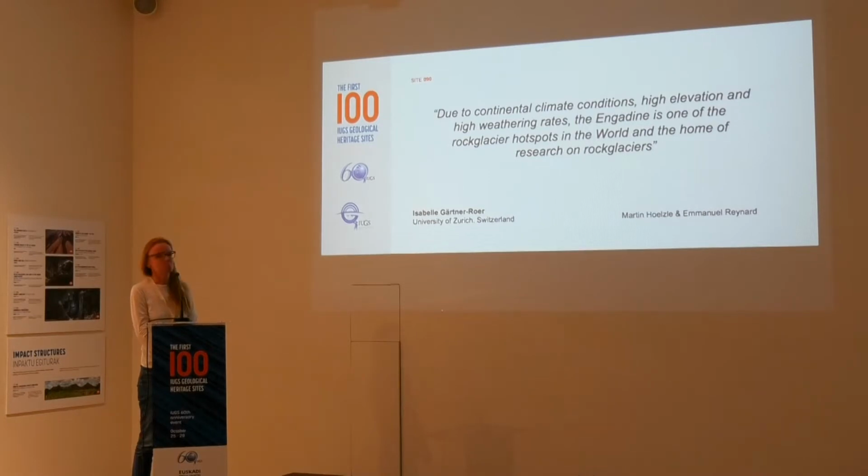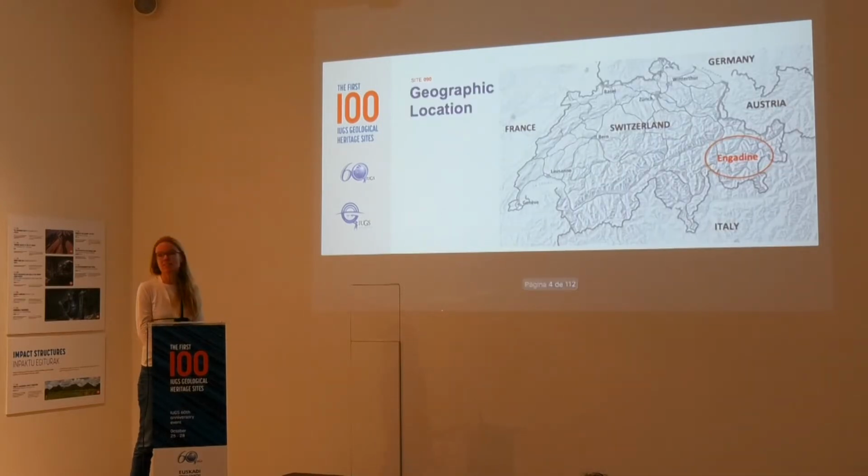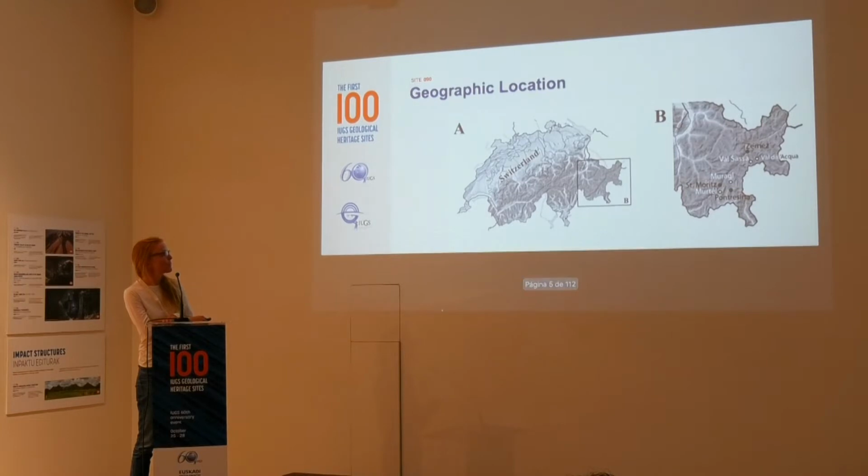We have these specific continental conditions in the mountains, high elevation, and also high weathering rates, while we have this rock glacier hotspot. So the Engadine is part of the canton of Grisons in eastern Switzerland. We go to this area where we have the famous site of St. Moritz, where the rich and beautiful people go to do their holidays, which is here, and then the Swiss National Park, which is in this area.